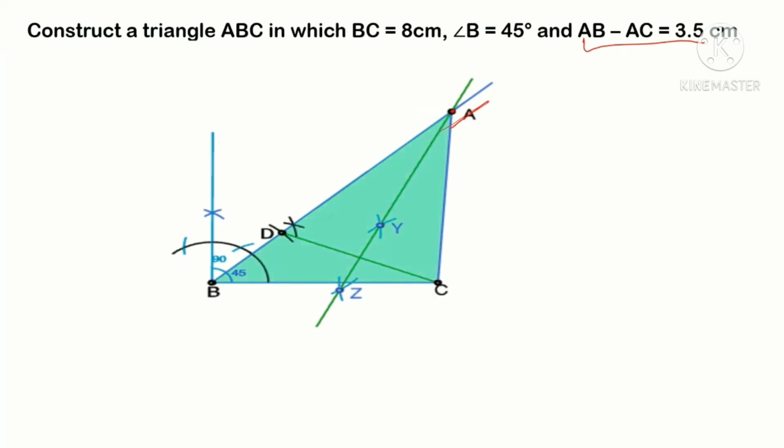For your confirmation, you can just measure the sides also. The length of AB I'm getting is 12 centimeters, AC I'm getting 8.5 centimeters, and see the difference, 12 minus 8.5 is 3.5. So yes, I'm correct. AB minus AC is 3.5. Let's do the justification now.